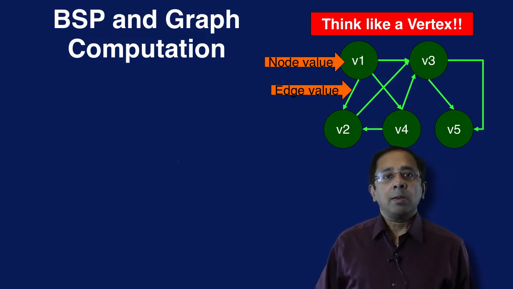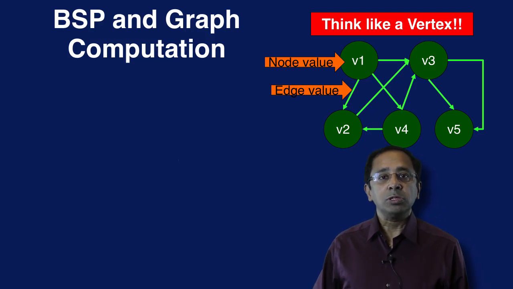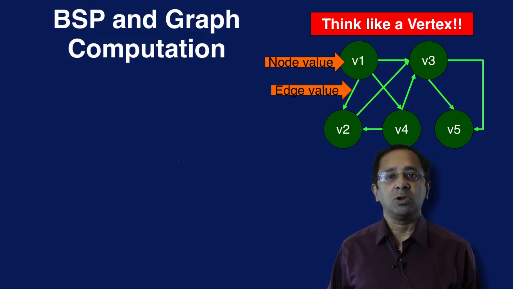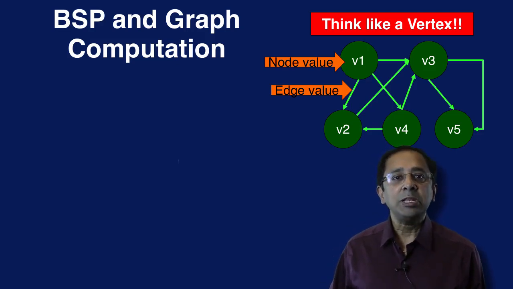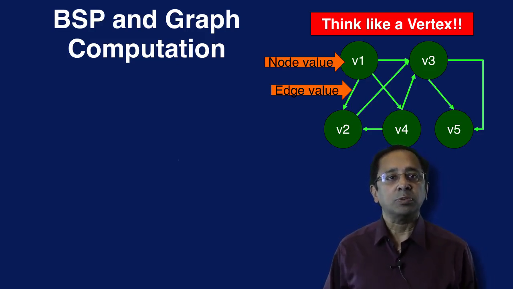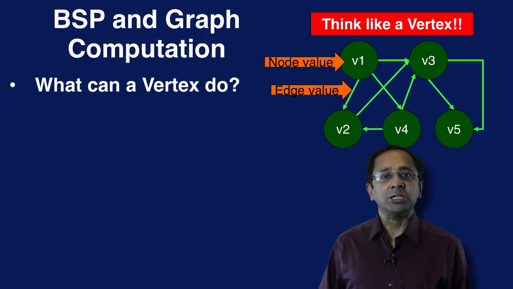In a now famous paper from Google, this programming model was called think like a vertex. Well, to think like a vertex, we need to know what a vertex can do. Here's a list of actions a vertex can take.